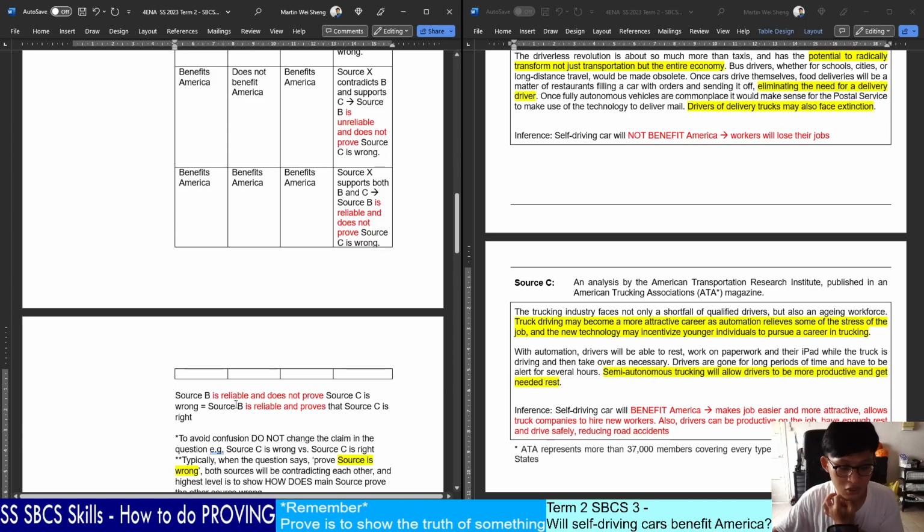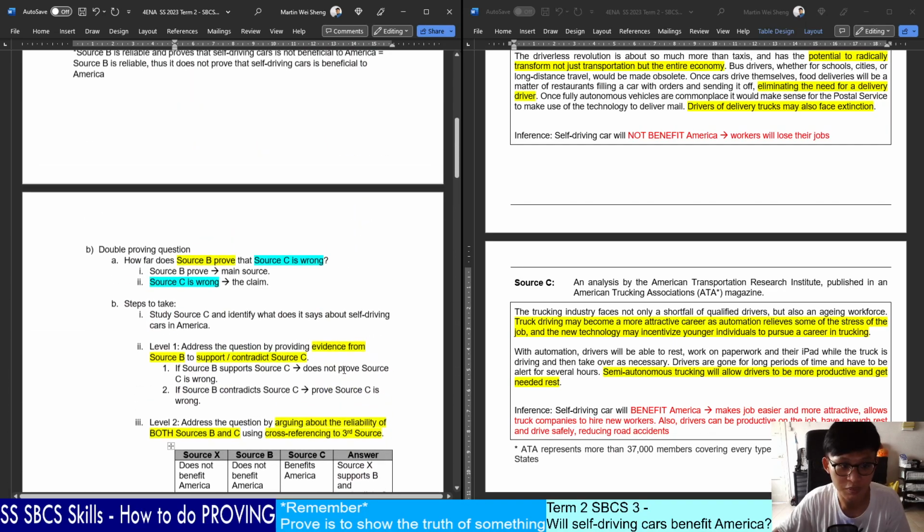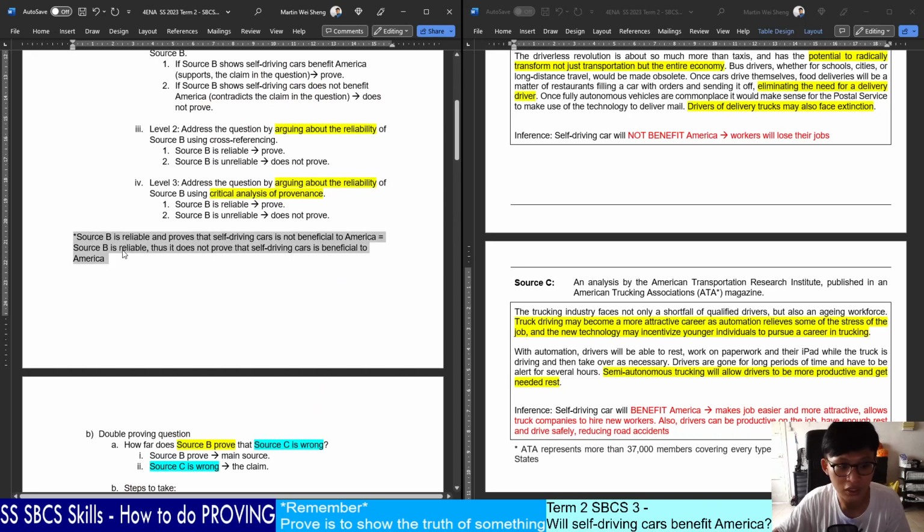So source B is reliable and does not prove that C is wrong is the same as saying source B is reliable and proves that C is right. They have the same meaning, just different phrasing. So whenever you come across these two special scenarios, the first special scenario is the one I put over here, in which B is reliable and proves the claim. And the second scenario, B is reliable and does not prove the claim.